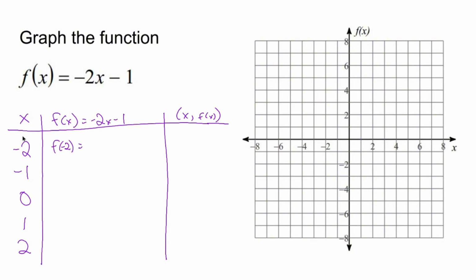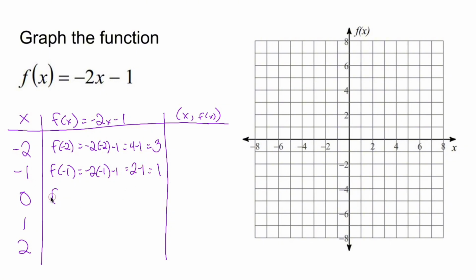Now what I do when I plug in negative 2 is I replace x with parentheses negative 2 like that, and then I do whatever math is necessary. Negative 2 times negative 2 is positive 4. Positive 4 minus 1 is 3. Let's do it again. F of negative 1 has me replacing x with parentheses negative 1. Negative 2 times negative 1 is positive 2, and 2 minus 1 is 1.